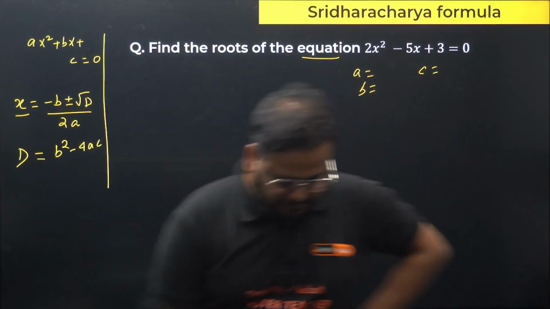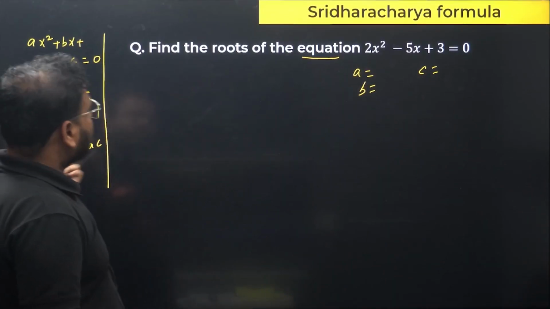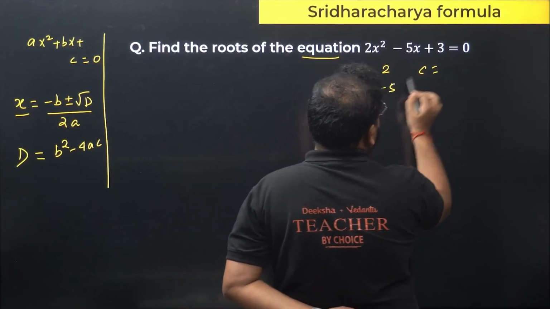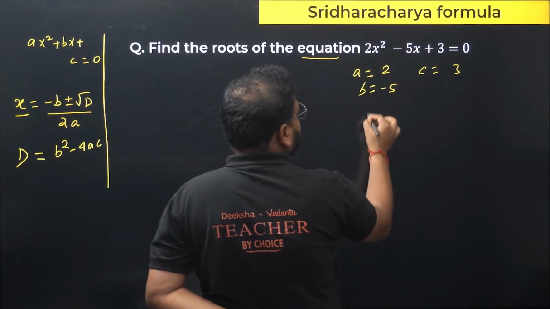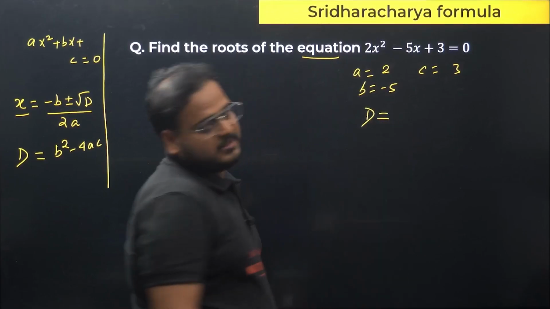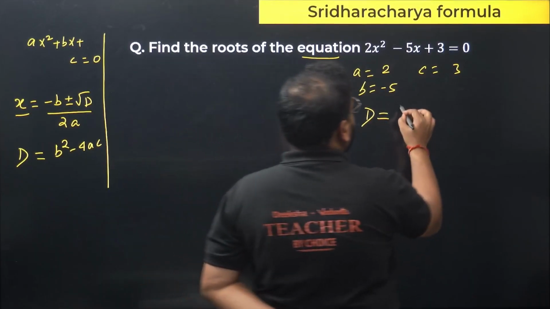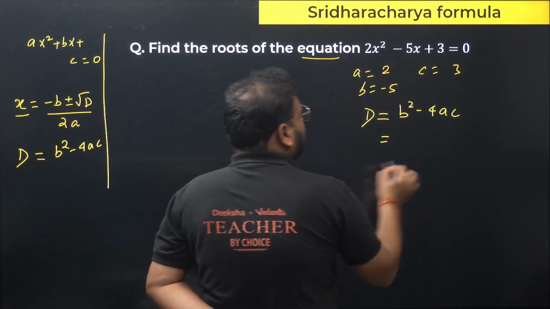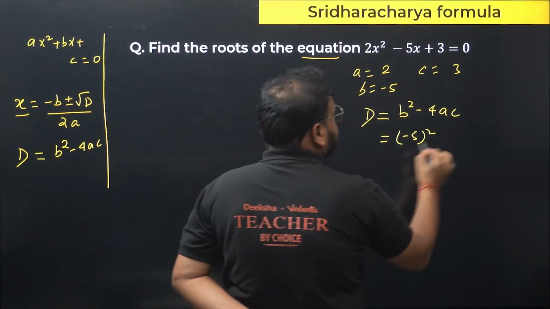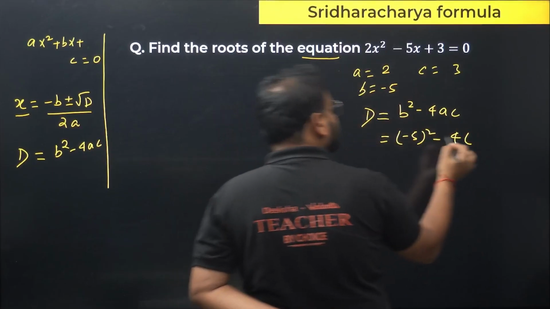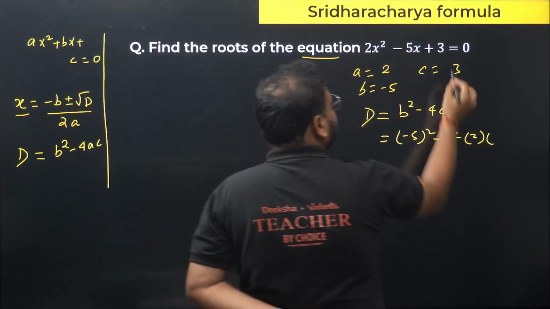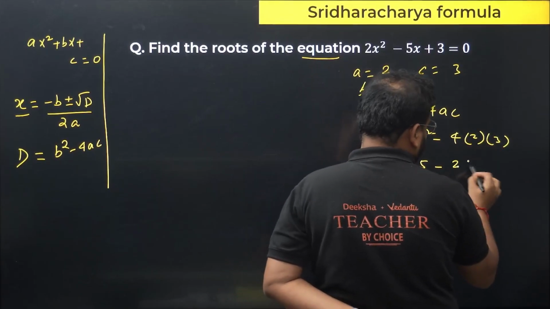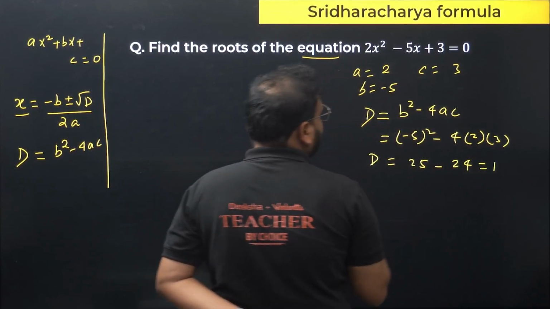Great. Now have a look. The a value in this case is 2, the b value is minus 5, and the c value is 3. First thing is to find the discriminant. So we get b square minus 4ac. This is going to be minus 5 square minus 4 times a, which is 2, and c is 3. I have here 25 minus 24, answer is 1. My d value is 1.